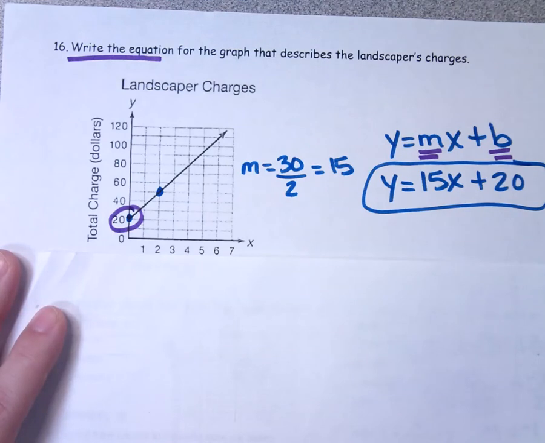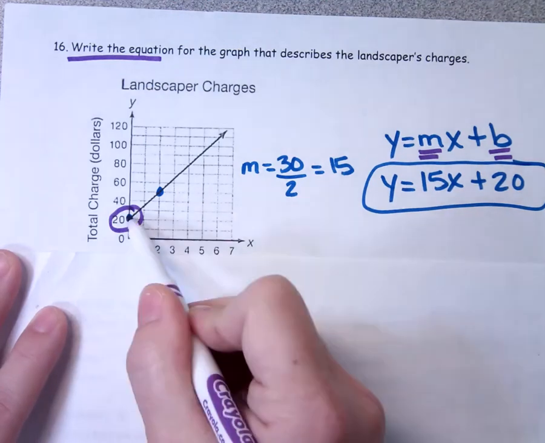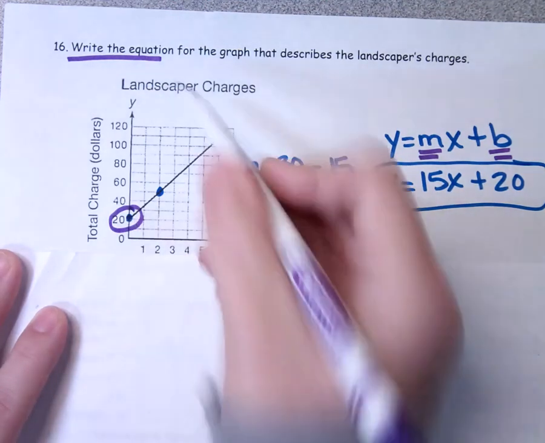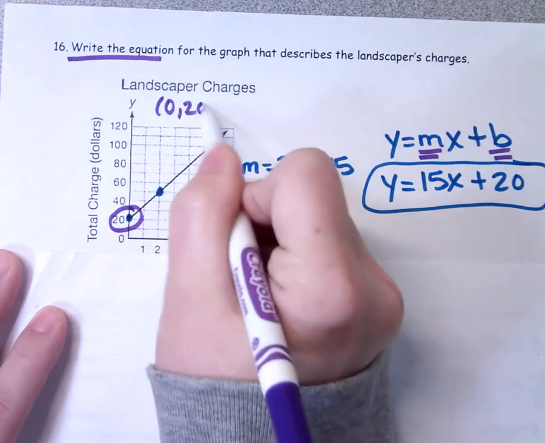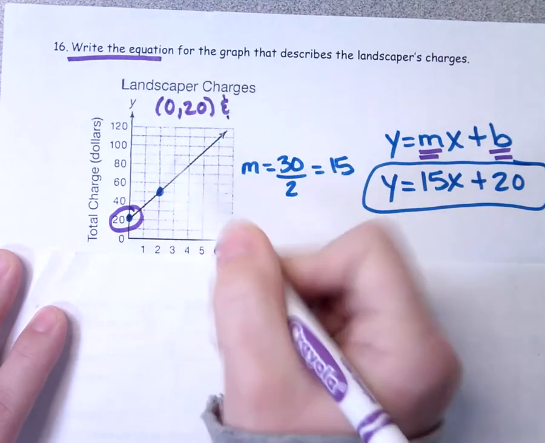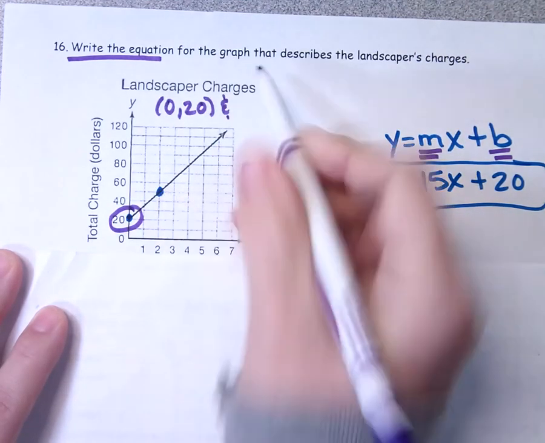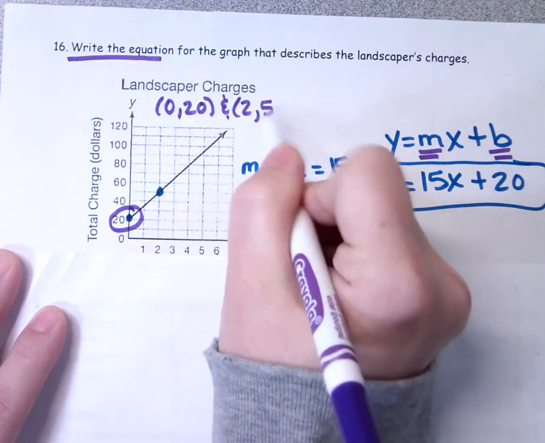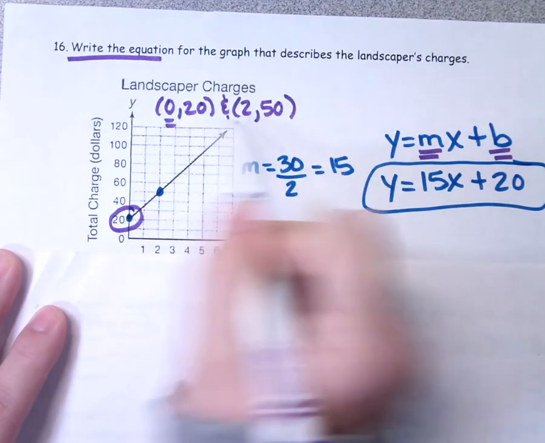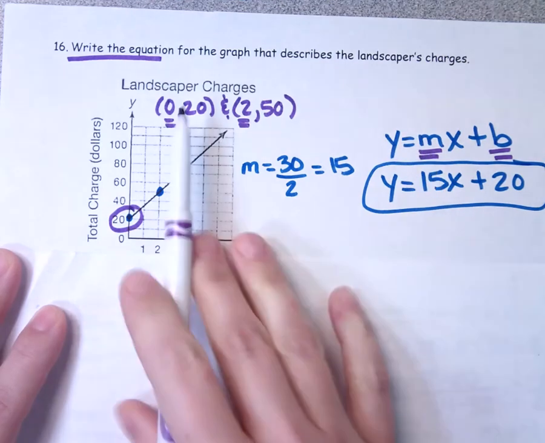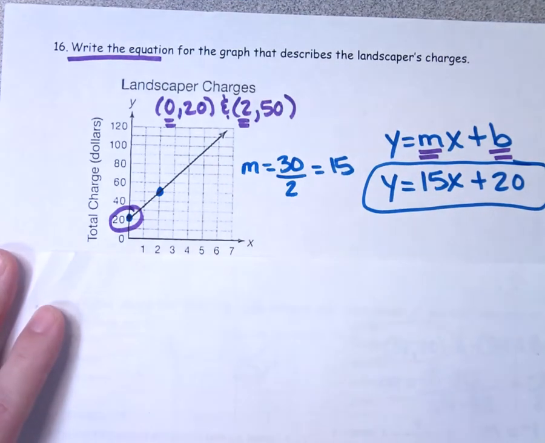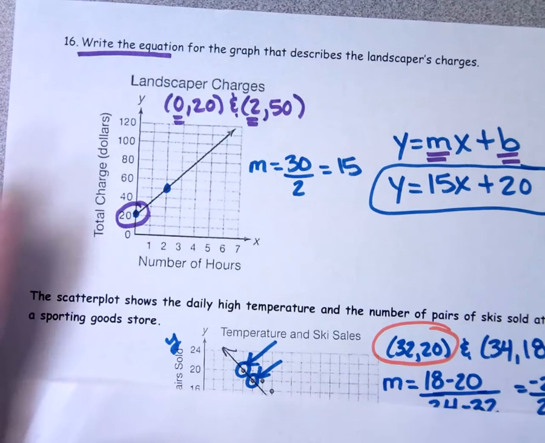If I wanted my calculator to help me with this, I would use the Stat button, since I brought in an equation. This is the ordered pair 0, 20, so I'd have to put 0, 20 in my calculator. And this is the ordered pair 2, 50, and I'd have to put that in there. So the 0 and the 2 would go in list 1, and the 20 and the 50 would go in list 2. That's if you were going to use your calculator to assist you or to help you check your work.